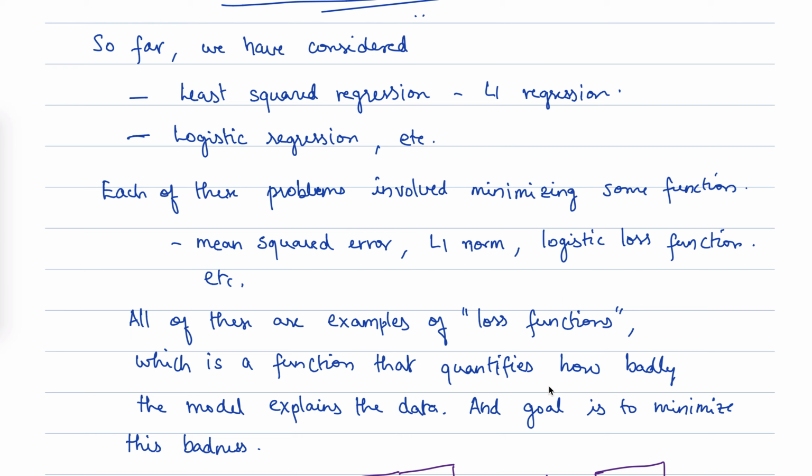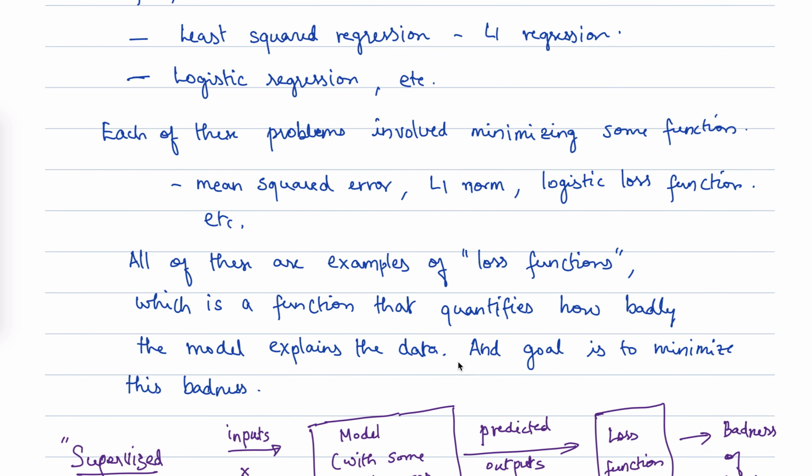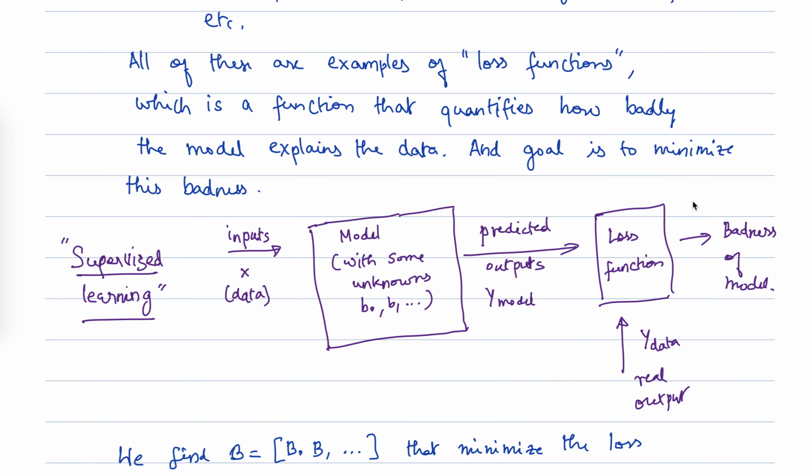Loss functions are functions that quantify how badly a model explains the data, right? And the goal in these problems, at least, is to minimize this badness, right? So we want to minimize these loss functions, minimize the mean squared error, minimize the L1 norm of the error, minimize the logistic loss function, etc.